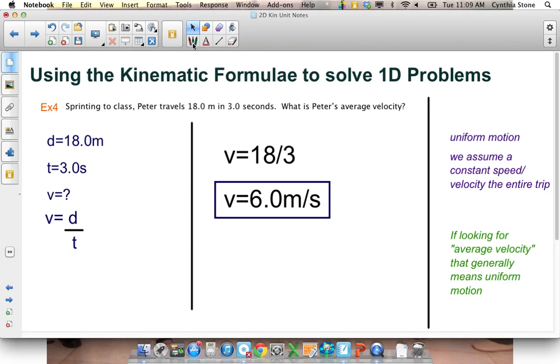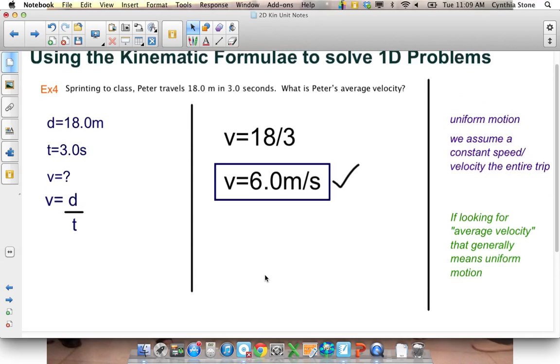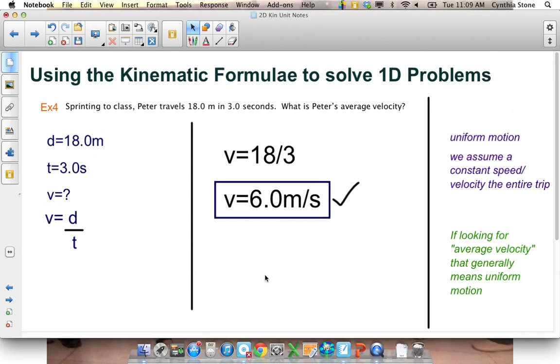Okay, and once again, though, for Peter sprinting, 6 meters per second is not a bad number, a reasonable answer. I'll check mark it. Okay, I think that's it for this note. So that's the review. Any questions, of course, you can ask. And there'll be definitely some of your assignment questions that will be just some straightforward one-dimensional kinematics problems.